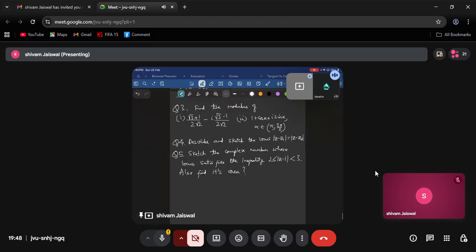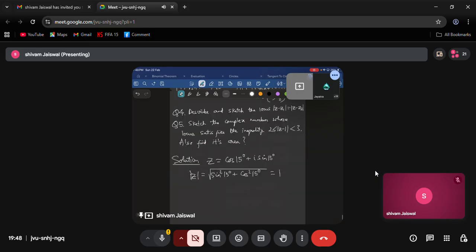If you remember everyone, 3 part 1, this complex number is nothing but cos 15 degree plus iota sine 15 degree. Cos 15 is equal to root 3 plus 1 by 2 root 2 and sine 15 degree is equal to root 3 minus 1 by 2 root 2. So mod z is equal to the square root of sine square 15 degree plus cos square 15 degree. This will come as 1. Done. Two-line problem.